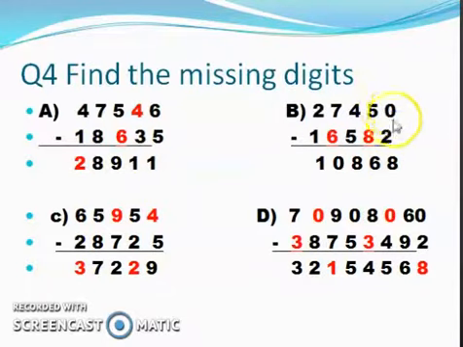Here 8 and 2, 10. 0 is already there. 1 goes carry. 6 and 1, 7. What should I add in 7 to get 15? 8. So 8 will come here. 1 carry. 5 and 1, 6. 8 and 6, 14. 4 is written here. 1 carry. So 0 and 1, 1. What should I add to 1 to get 7? I will add 6. And 1 and 1, 2. So try to do these two on your own and check the answers given here.